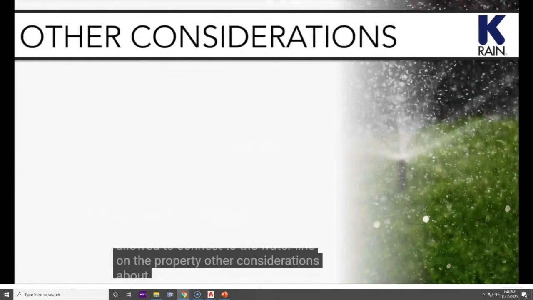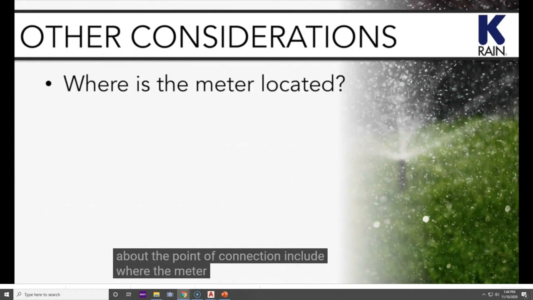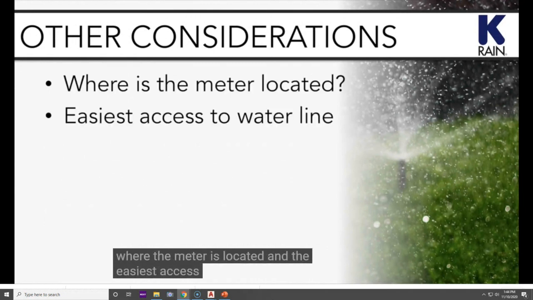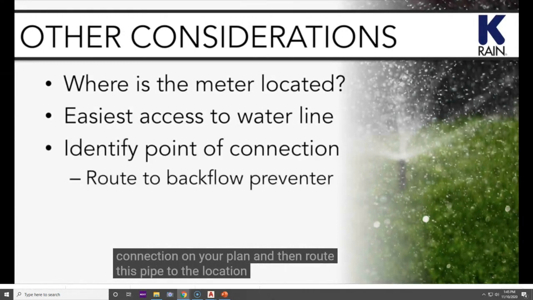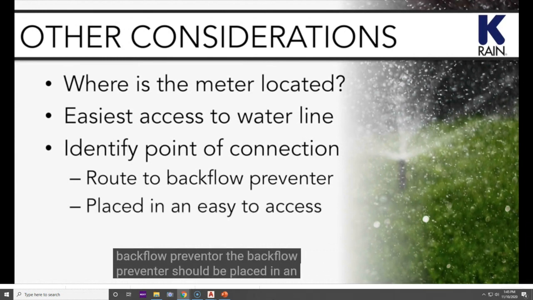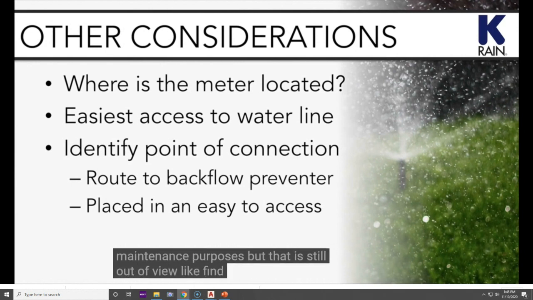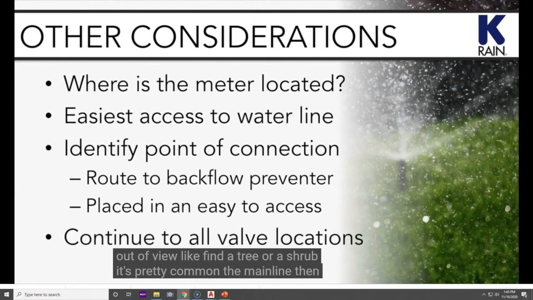Other considerations about the point of connection include where the meter is located and the easiest access point for tapping into the water line. Identify the point of connection on your plan, and then route this pipe to the location of the backflow preventer. The backflow preventer should be placed in an easy-to-access place for testing and maintenance purposes, but that is still out of view, like behind a tree or a shrub. It's pretty common. The main line then continues around the property to reach all valve locations.